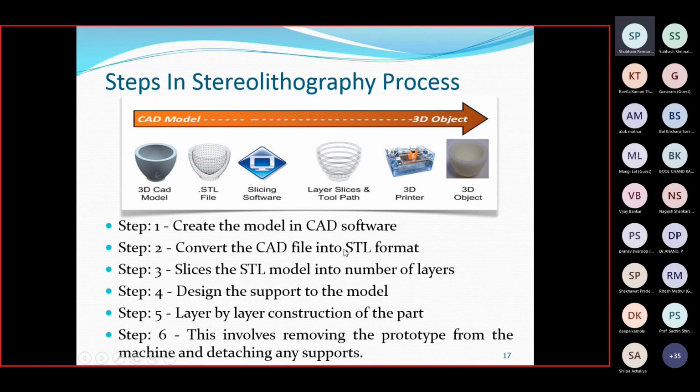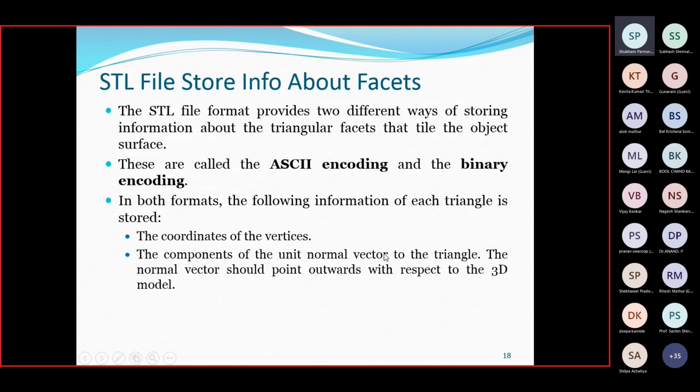So we will see these two steps only. Not slicing, sorry: CAD files into STL files. We will see that part also, how to generate STL files. STL files store information about facets, or you can say triangles, and there are two different ways to generate STL files. One is ASCII coding and another one is binary encoding.